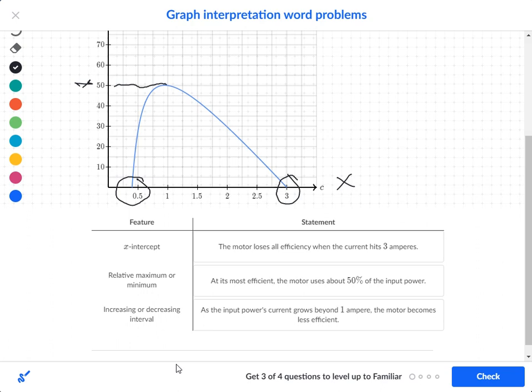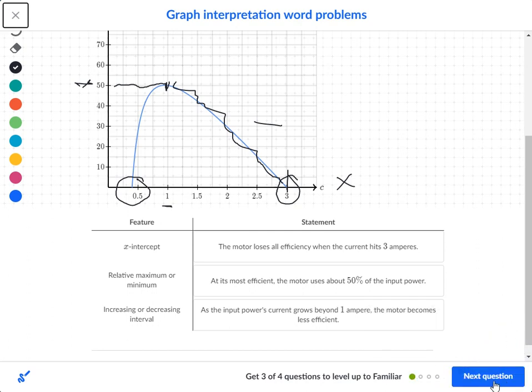Now the increasing and decreasing intervals are sections that go up, which is an increase if it's positive, or go down, which is a decrease. So if we look at 1 right here, and we run the graph to the end, you can see that it's going downward. Since it goes downward, that is a negative. So as the input power grows beyond 1, the motor does become less efficient, because you can see that it works less and less. So the power to it is beginning to diminish. So let's check this.